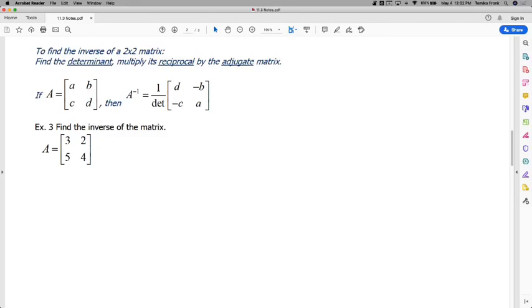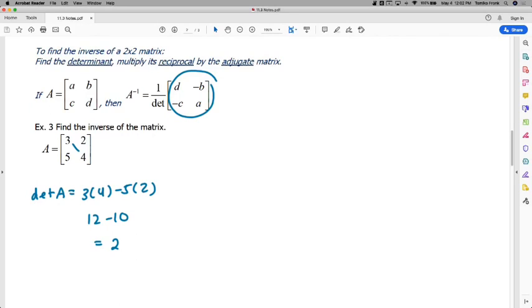Okay, so we want to find the inverse of this matrix. So the first thing we need to do is find its determinant. So the determinant of A is equal to 3 times 4 minus 5 times 2. So the determinant for A is 2. And then we are going to find the inverse of A by taking the reciprocal of that determinant and multiplying it by what we call the adjugate matrix.